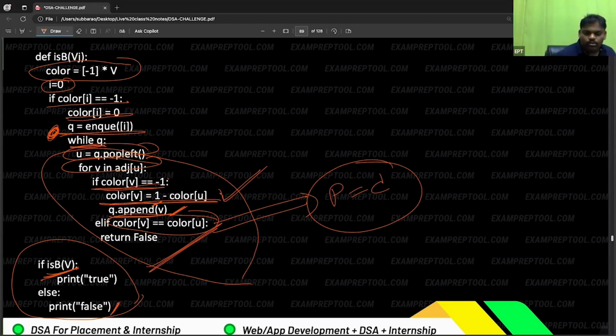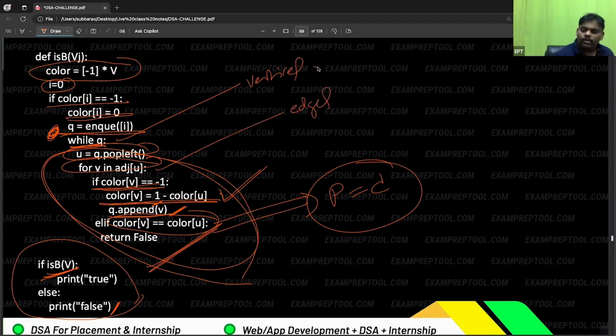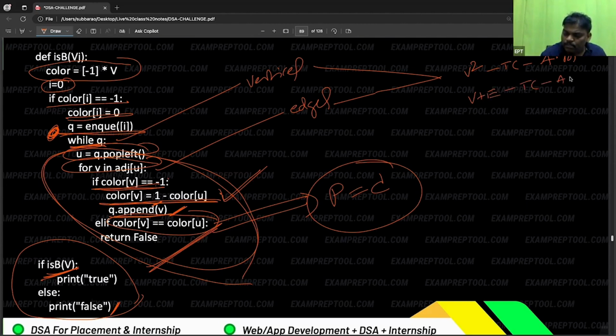One for loop, one while loop. This while loop will take care of the vertices, and this for loop will take care of the edges. So finally, time complexity: with an adjacency matrix, V square. With an adjacency list, V plus E. It is simply a Python program. You can write in whatever language you like.